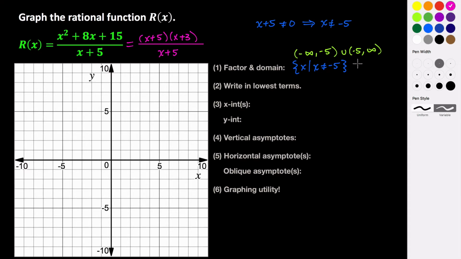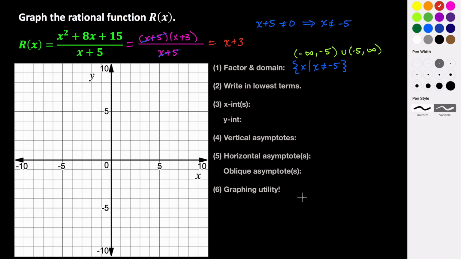Next, we want to write this in lowest terms. So lowest terms means that we would reduce any factors that are in common in the numerator and denominator. And we actually see that there's a factor of x plus 5 in common in both of these. So now our function in lowest terms is going to be acting like just this linear equation, y equals x plus 3. So that's our lowest term of our rational function.